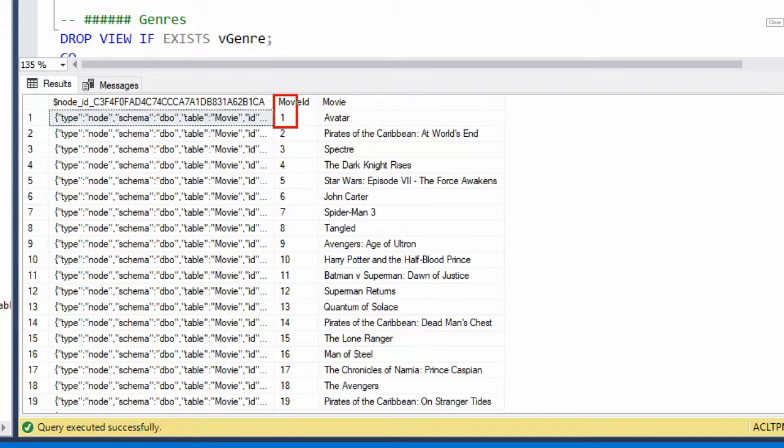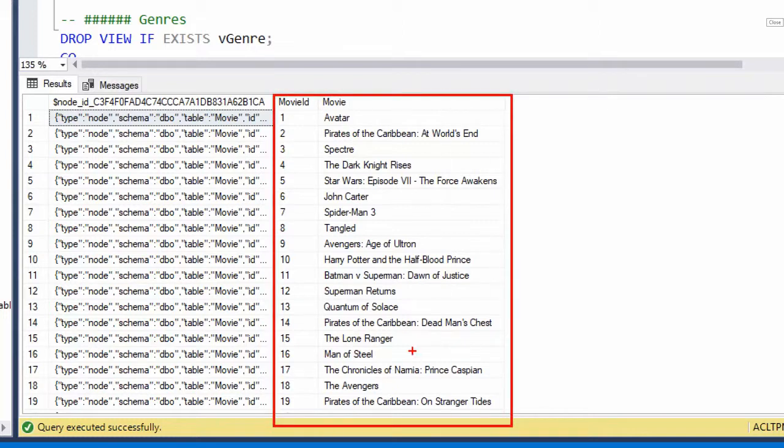So we have the data that I've just inserted, plus we've got this additional column over here, which is our $node_id. Now you see it's added this sort of GUID over here. If you want to query this, you can just query it as that table, $node_id, and that GUID doesn't particularly matter when you query. You don't need to worry about what that is called.